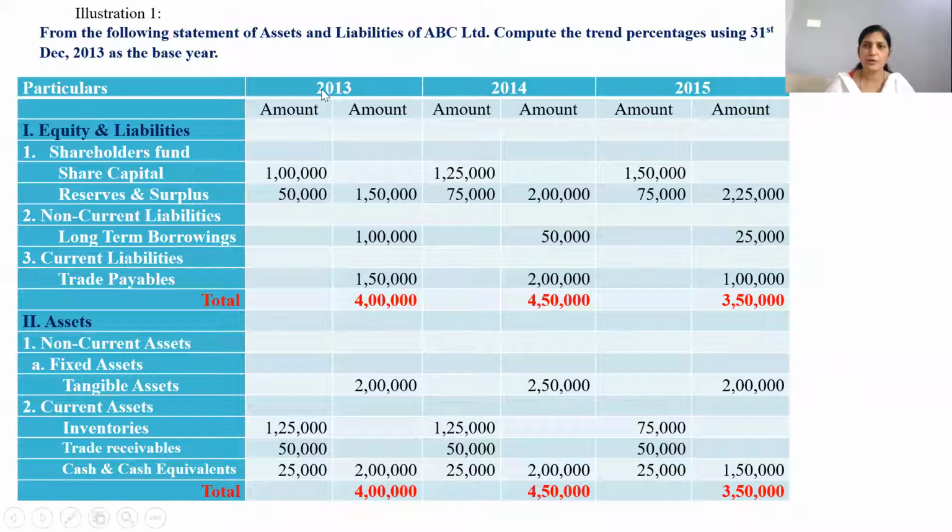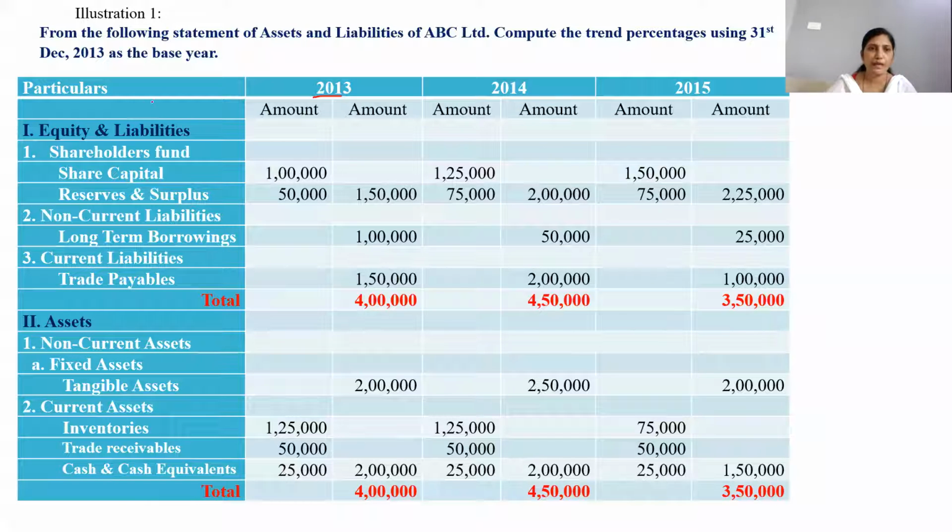Directly, I'm coming to a problem where you'll be calculating the trend percentages for the balance sheet, or statement of assets and liabilities. Take down the following statement of assets and liabilities of ABC Limited; compute the trend percentages using 31st December 2013 as base year. So 2013 is considered as the base year. Draw this table.